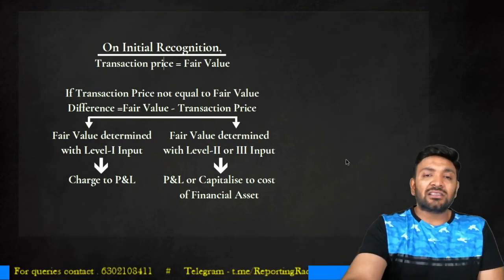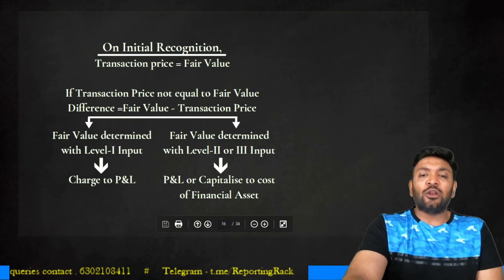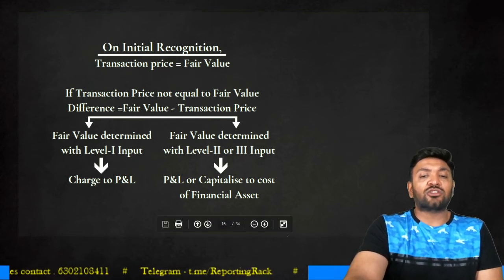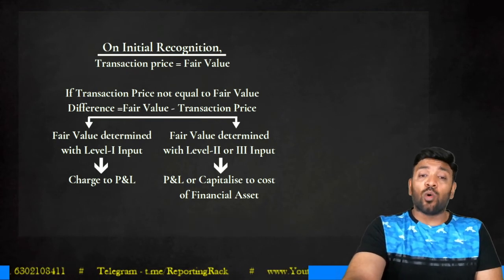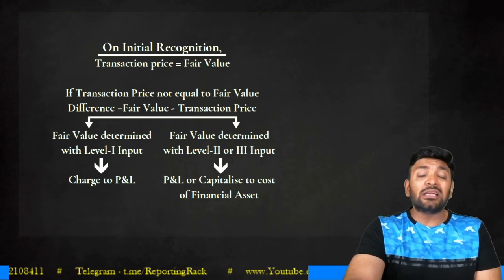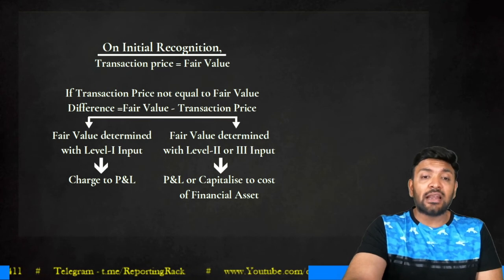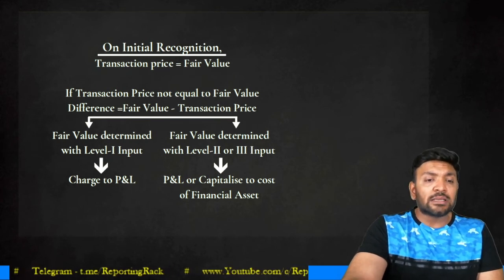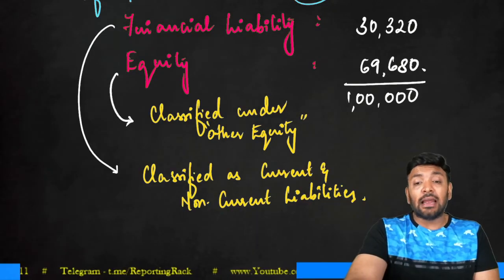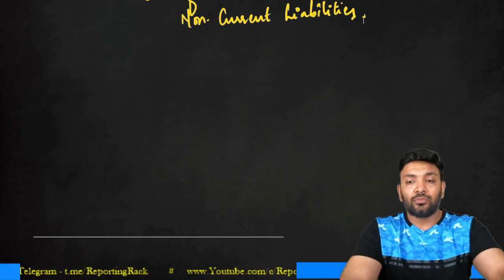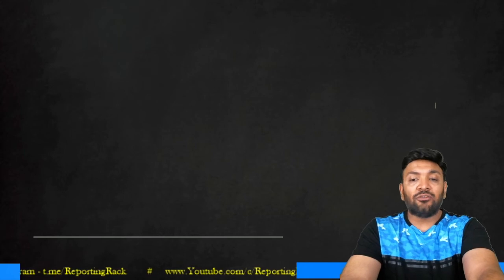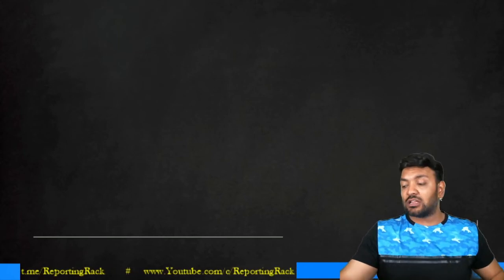What is all this? You are talking about fair value. You are saying sometimes transaction price is not equal to fair value, and there could be a difference. What is the treatment of the difference? And what is this amortized cost using effective interest rate? Let's look at one simple illustration where we get a complete overview of the entire concept with one single example.